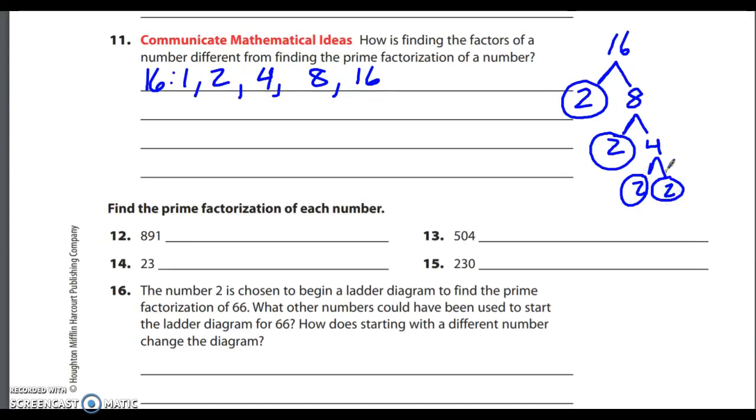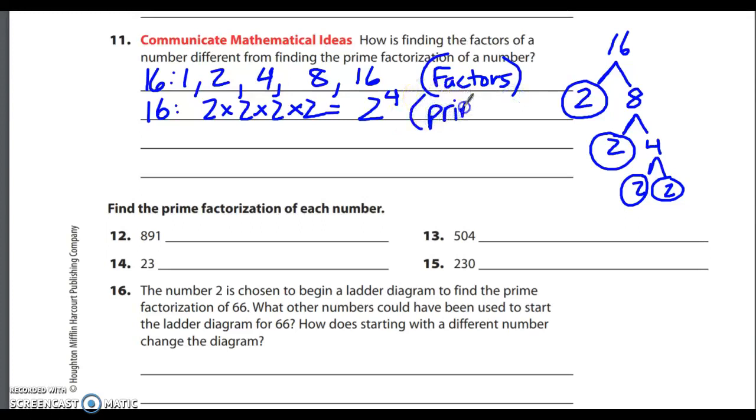So the factors of 16 are 1, 2, 4, 8, and 16. The prime factorization of 16 is 2 times 2 times 2 times 2, which is equal to 2 to the 4th power. Are those the same thing? They're not. So I'm going to label which one's which. These are the factors, and this is the prime factorization. And we should summarize it.